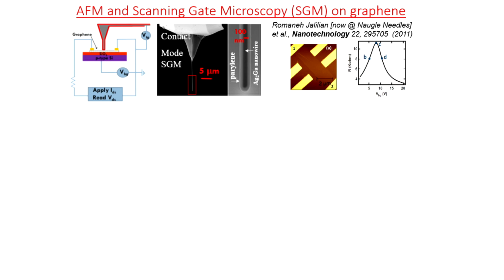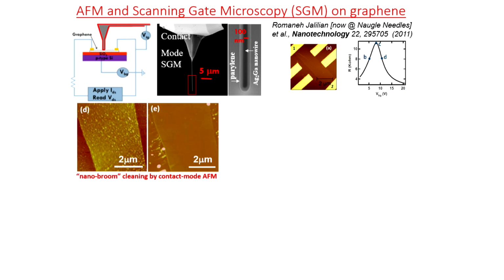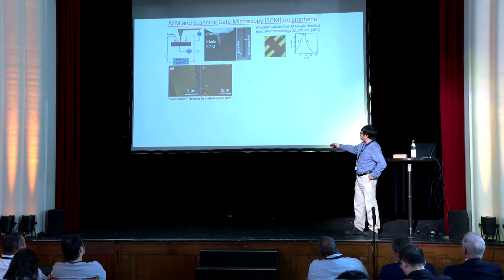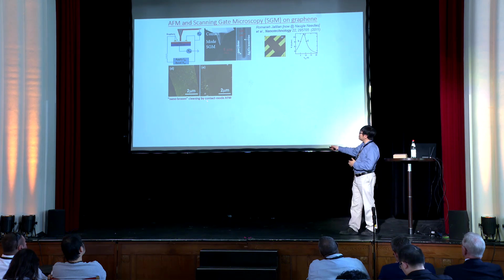Okay, so here's another pretty early example, doing something like AFM, but here's an interesting AFM tip, a conducting nanowire wrapped with an insulating dielectric, scanning on a graphene transistor again. By the way, at that time, the former postdoc, Romana, did this nano broom, just cleaning with quantum FM. I think this is a very common thing to do. You need to do this before any type of clean measurements, let's say in scanning probe.